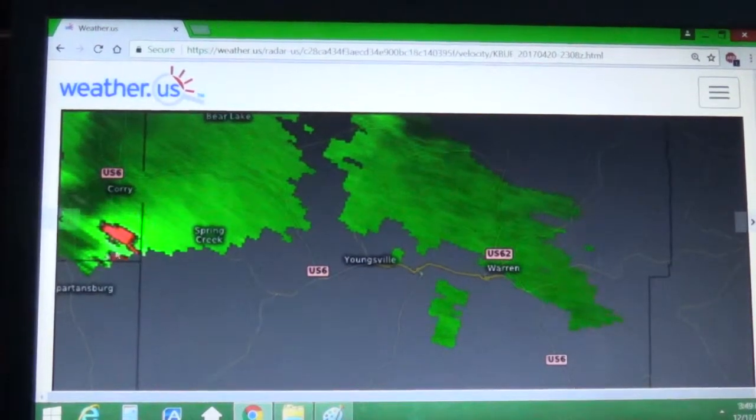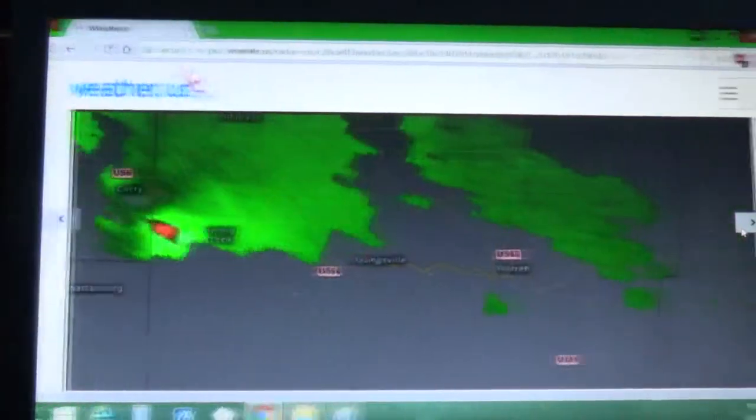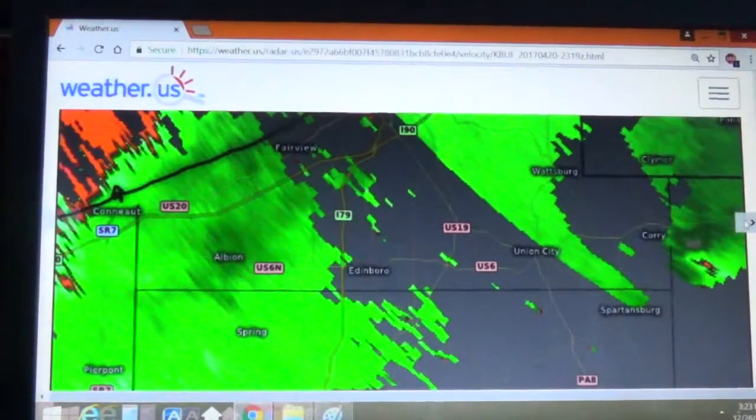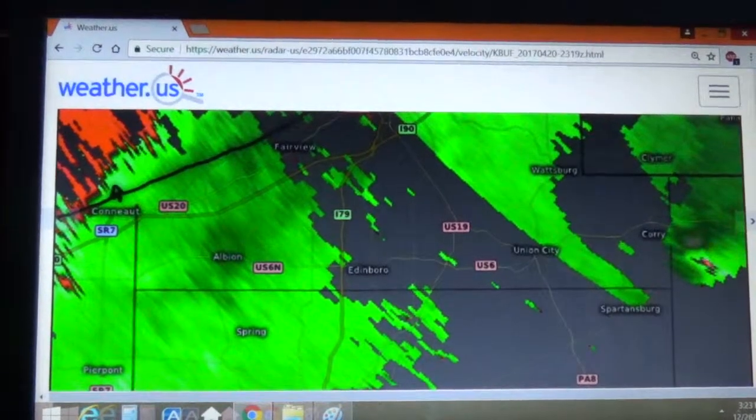As you can see, here's the area of rotation. There's a possible area of shear and or rotation that can be caused by the shear area. There's rotation here. Here's the mesocyclone here. Right here, some red showing up, going away from the radar, and the greens towards it. And here's possibly winds flowing into the storm.